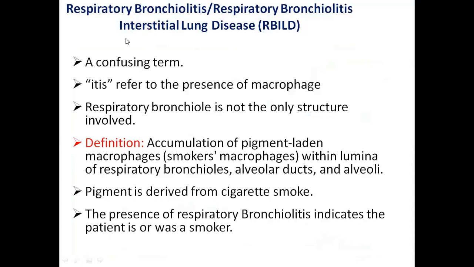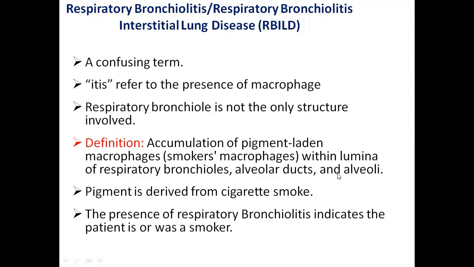Before we discuss the definition, the term respiratory bronchiolitis is a confusing term itself. It implies an inflammation of the respiratory bronchioles. Here the -itis mainly refers to the presence of macrophages, and the macrophages are not confined only to the respiratory bronchioles. They go further down. They can involve the alveolar ducts and the alveoli as well. By definition, it is an accumulation of pigment-laden macrophages, also called smoker macrophages, within the lumen of respiratory bronchioles.